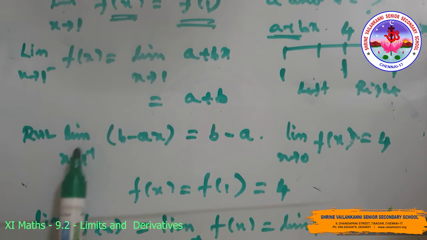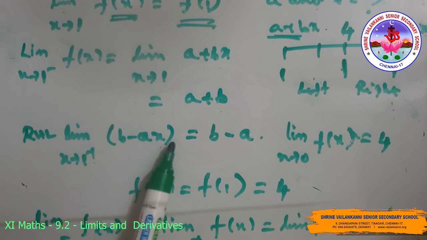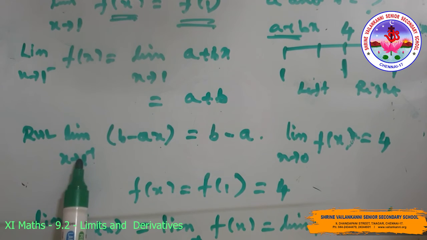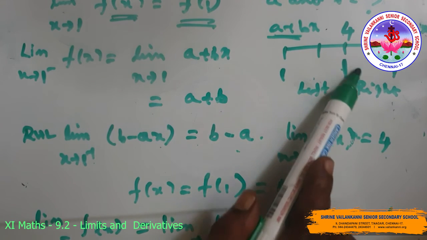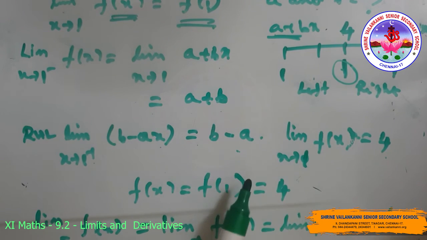Right hand limit as x tends to 1 plus of b minus ax, which at x equal to 1 is b minus a. It's given that limit as x tends to 1 of f of x equals 4. At x equal to 1 the function is 4. It's given that limit of f of x equals f of 1, and f of x is 4, so f of 1 is also 4.